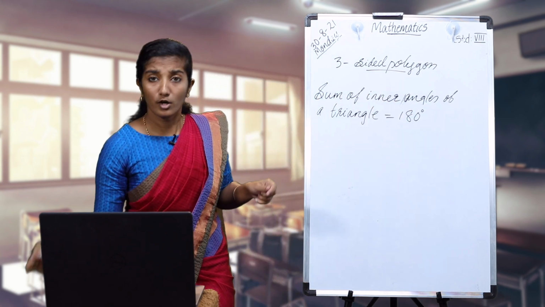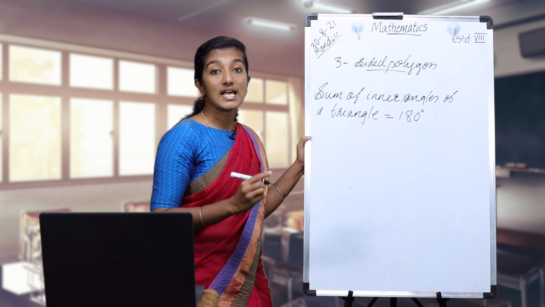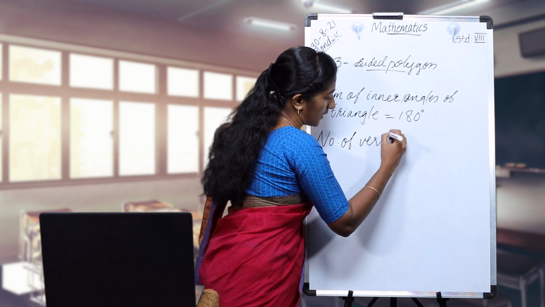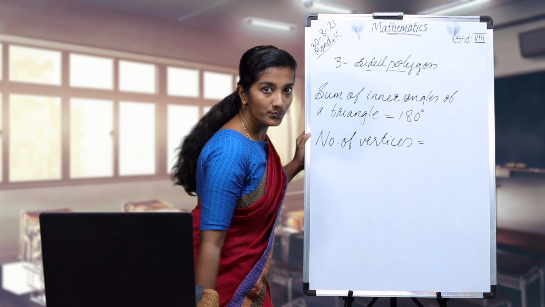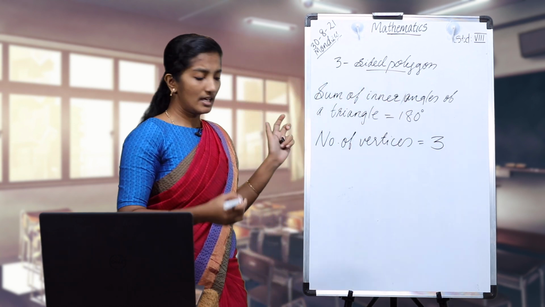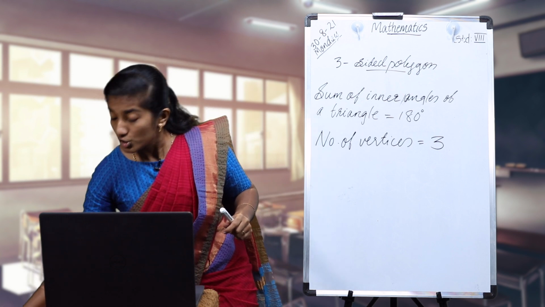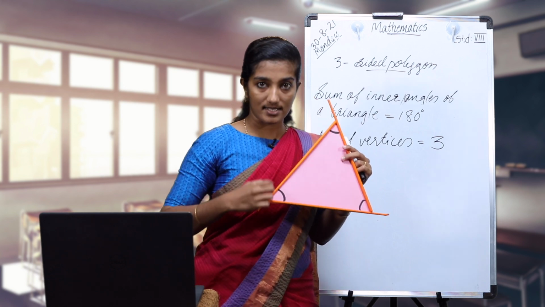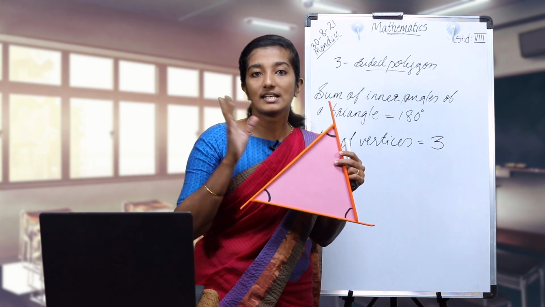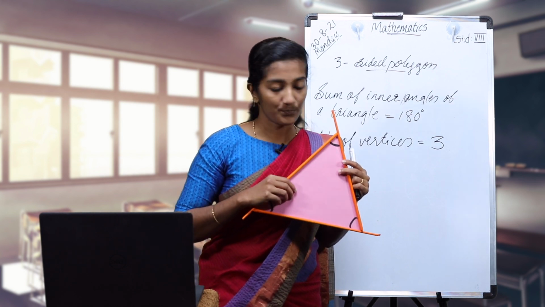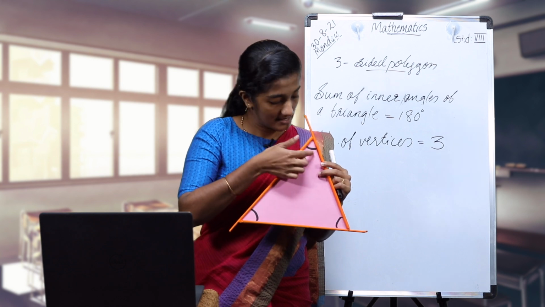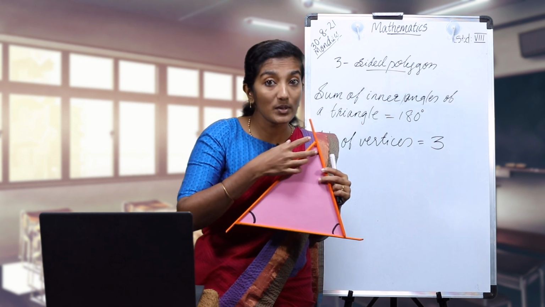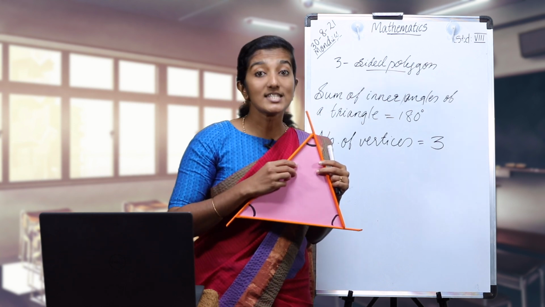Then what is the number of vertices? Here number of vertices and the number of sides are equal. Therefore, number of vertices is equal to 3. Okay, then can anyone know what is the total sum of inner and outer angles of a 3-sided polygon? Do you know that? Here we have two angles, an inner angle and an outer angle. Here the total sum of these two angles will be what? Very good, it is 180 degree.